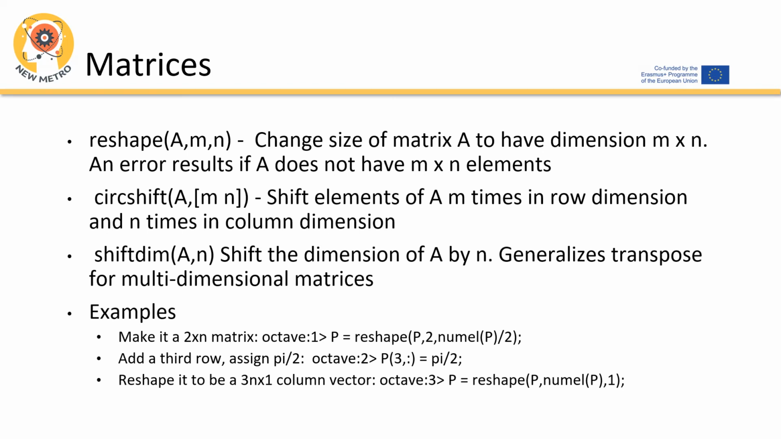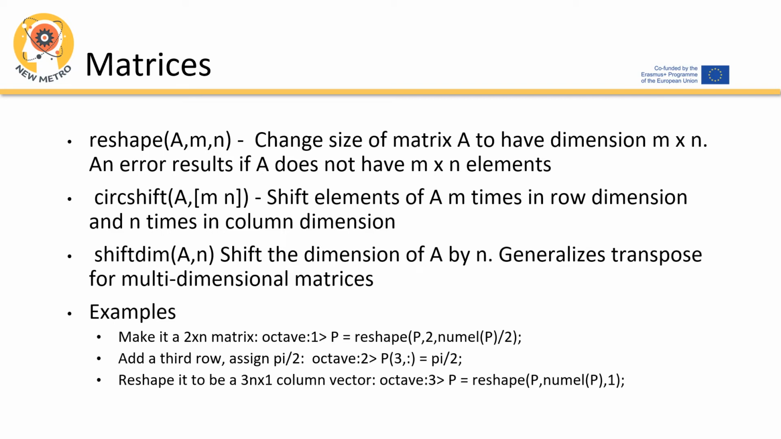We also have reshape(A, m, n), where we change the size of matrix A to have dimension m by n. An error results if A does not have m by n elements. With circshift(A, [m n]), we shift elements of A m times in the row dimension and n times in the column dimension. With shiftdim(A, n), we shift the dimension of A by n, and it generalizes the transpose of multidimensional matrices.